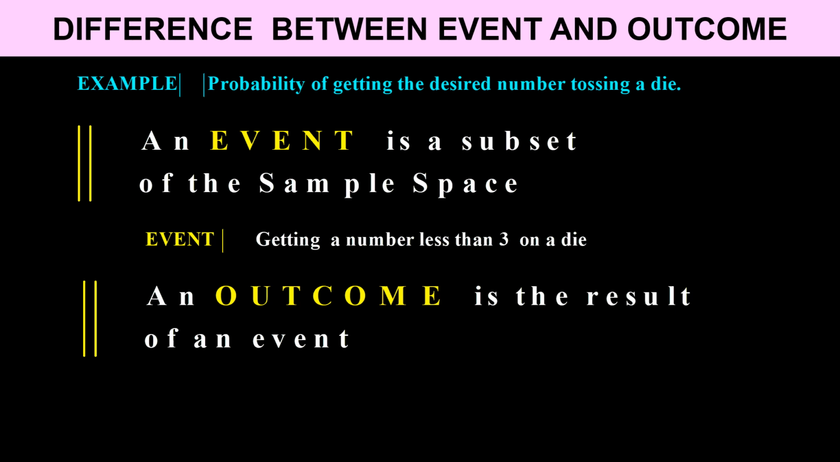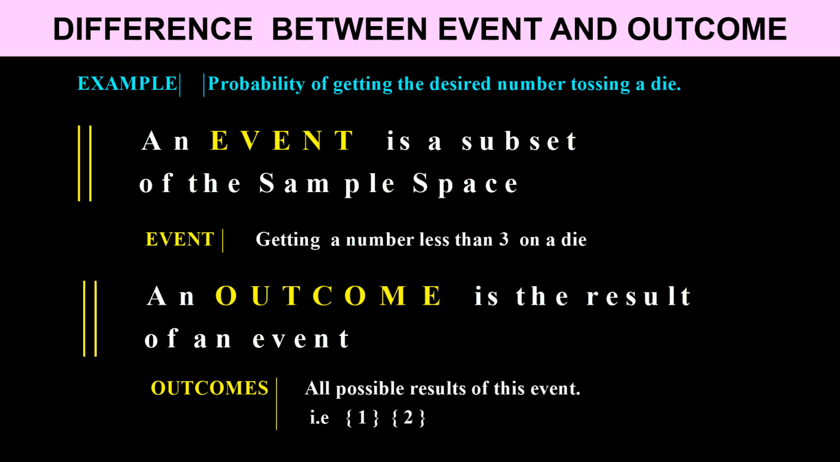The outcome relative to this: an outcome is the result of an event. So what would the result be of getting a number less than 3? The results could be either getting a 1 or getting a 2. So those would be the outcomes there.